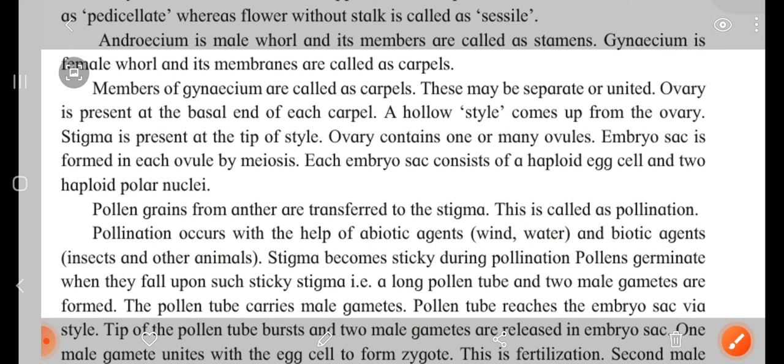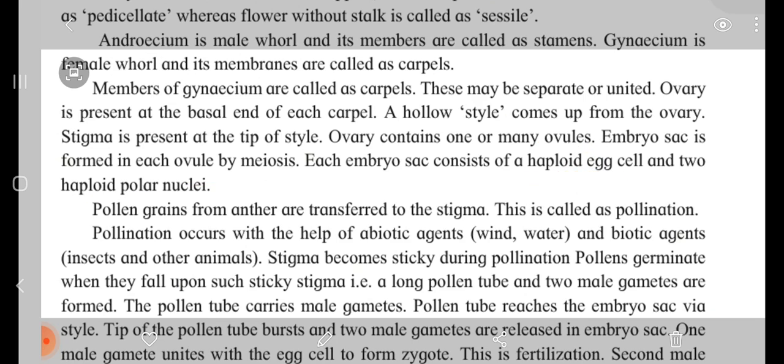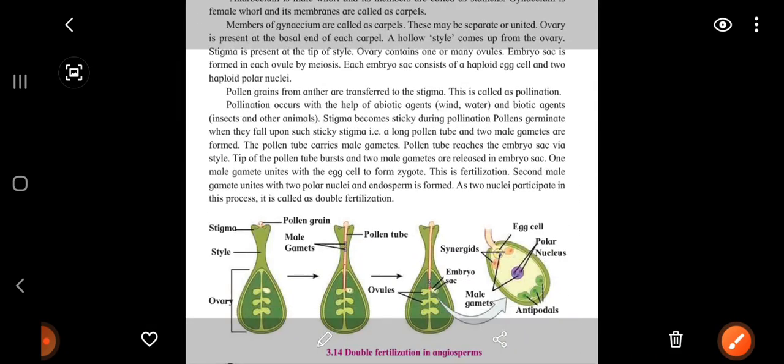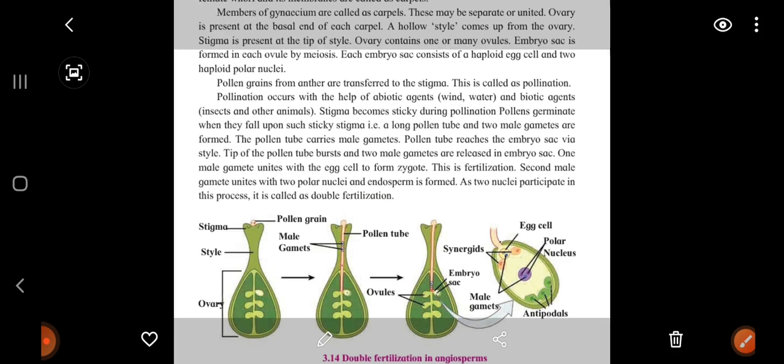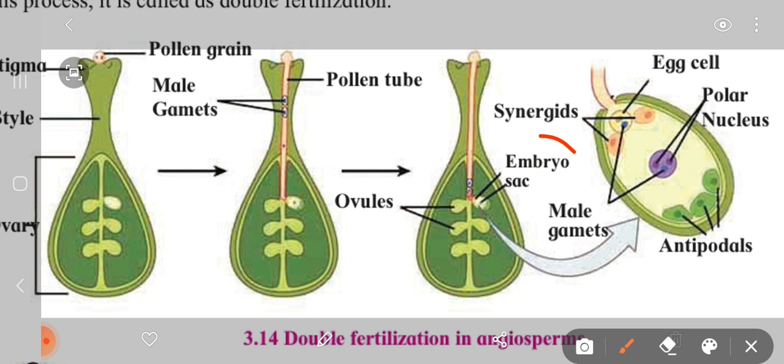The ovary contains many ovules. Embryo sac is formed in each ovule by meiosis. Embryo sac consists of a haploid egg cell and two haploid polar nuclei. Let us see this. It's over here. You can see the embryo sac, and there are many ovules.